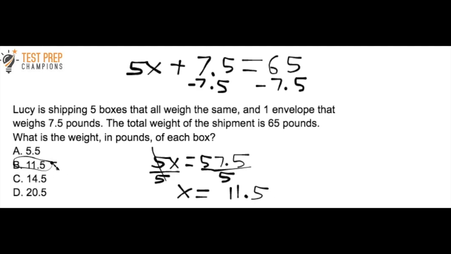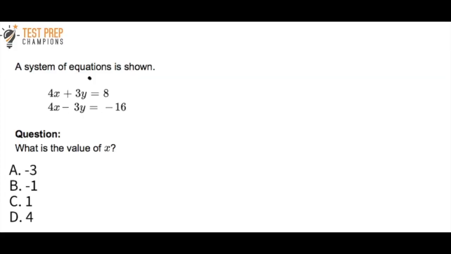Hopefully that makes sense. Okay, so the next question is a systems of equations question. It shows you've got 4x plus 3y equals 8 and 4x minus 3y equals negative 16. And it says, what is the value of x? So you can pause the video, try this out, and then as always, we'll go over it. Okay, so systems of equations questions actually strike fear into the heart of a lot of students.